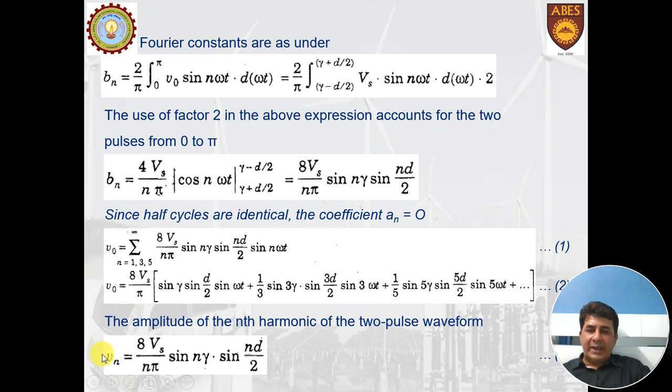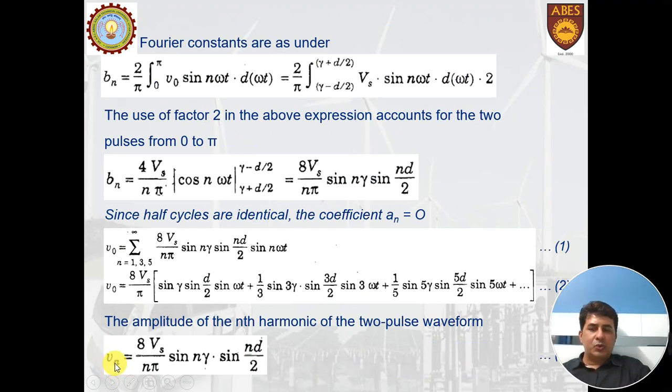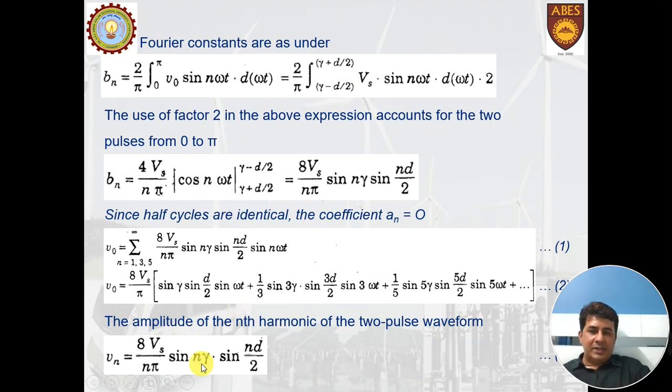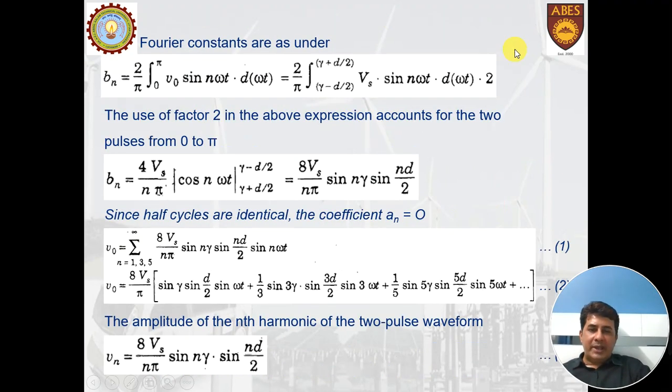Now if you wish to eliminate a particular harmonic voltage, let us say the third harmonic, then what you could do is make the value of gamma equal to pi by n. If n is 3, pi by 3, the 3 will cancel out, this will become sin pi, and sin pi is 0. It will make this harmonic voltage 0. In a similar way, if you make the value of d equal to 2 pi by n, this will become sin pi, and sin pi means this voltage will become 0.